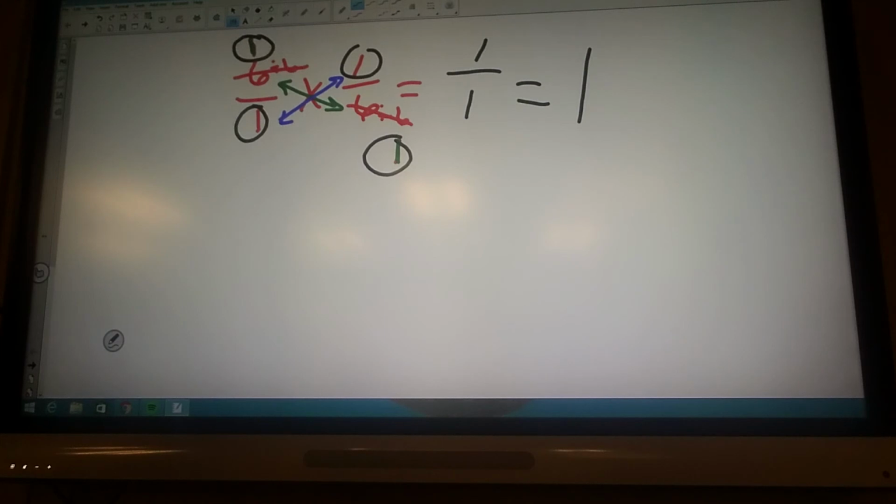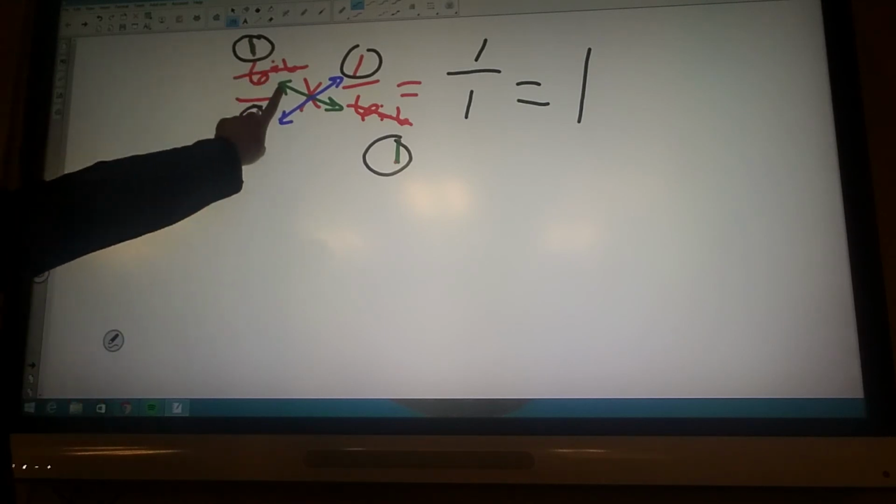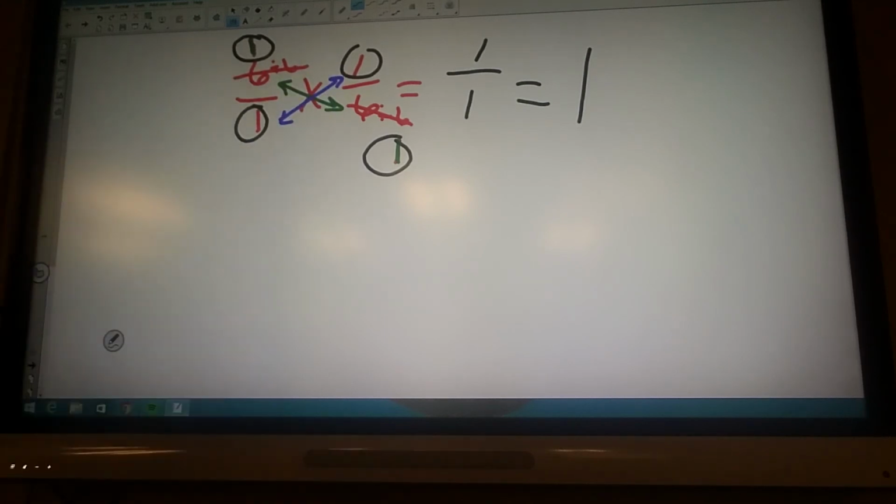It is the multiplicative inverse. 6 over 1 times 1 over 6. So those end up canceling each other out, and they are just 1s. We may need to know that sometimes, and so that's why we're practicing that.